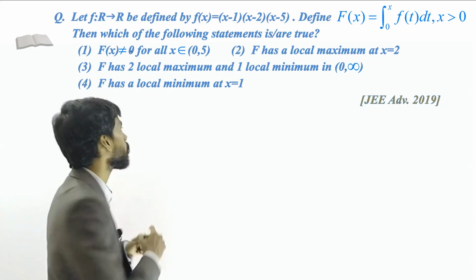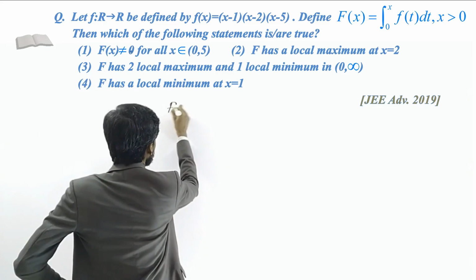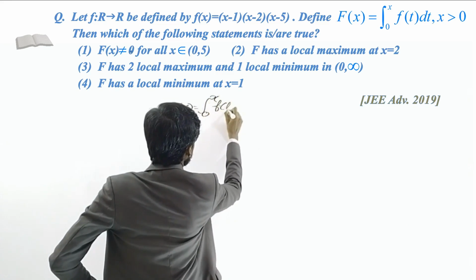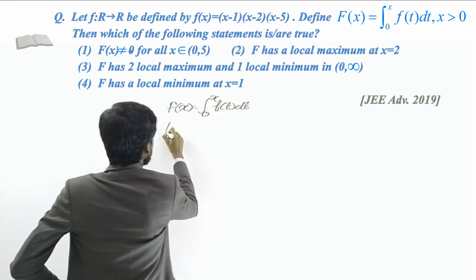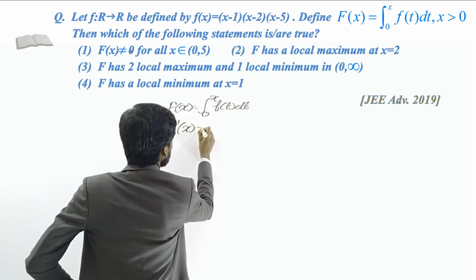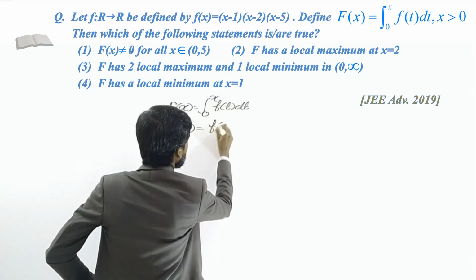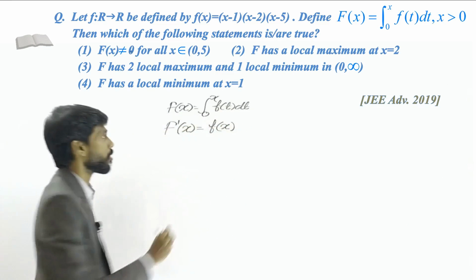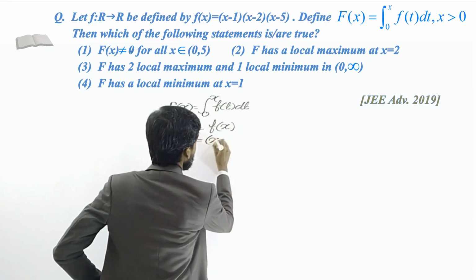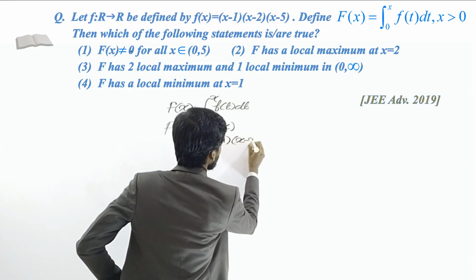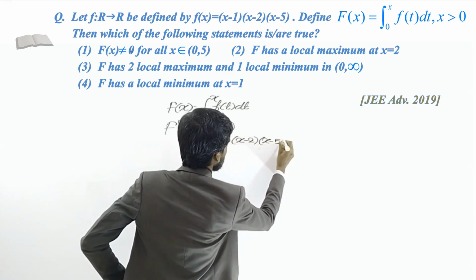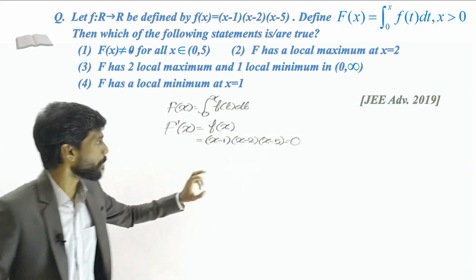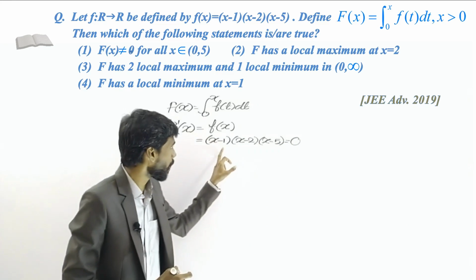Let us find the derivative. The function capital F of x is given to be the integral from 0 to x of f of t dt. So F dash x equals, just substitute the upper limit, the integration is gone, so small f of x. That is already given in the question, (x minus 1)(x minus 2)(x minus 5). We want the derivative to be 0 for finding the maximum and minimum values, which means the maximum and minimum values occur at the points 1, 2, 5.